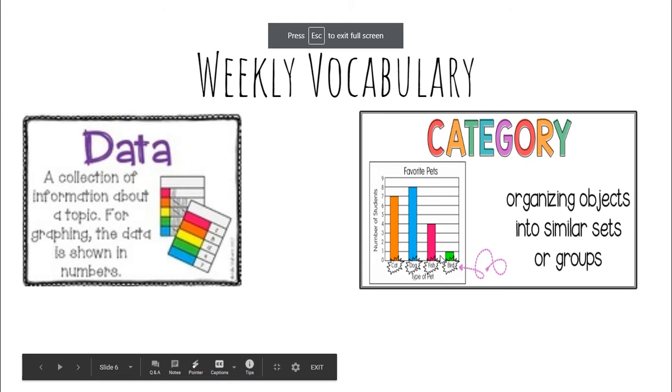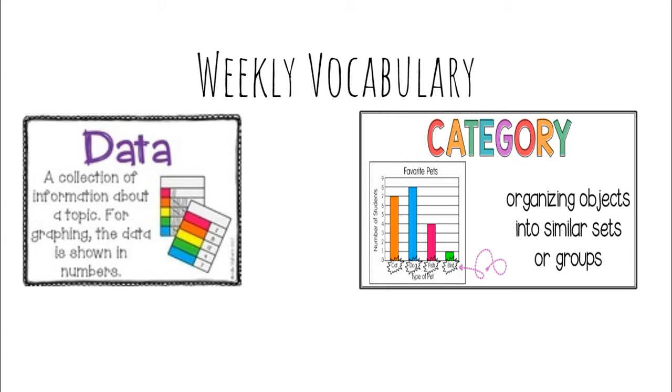Okay, so let's go over our weekly vocabulary. Our first vocabulary word is data. Data is a collection of information about a topic. And category. Do you remember from yesterday what category means? Category is when you organize objects into similar sets or groups. Remember yesterday when we organized the animals into the way they move?